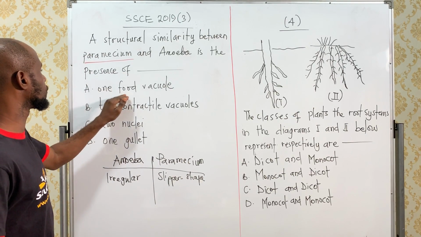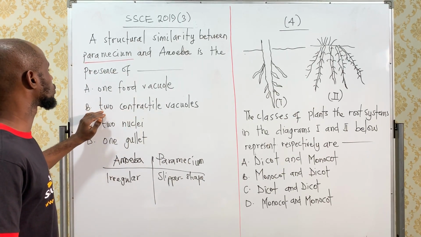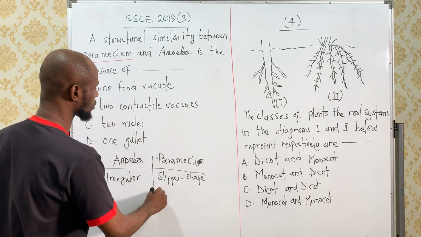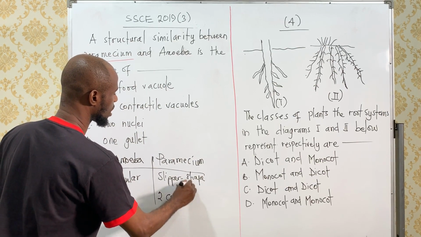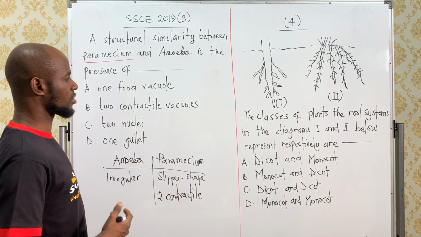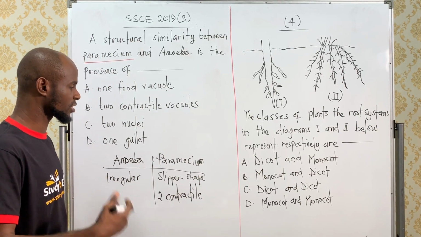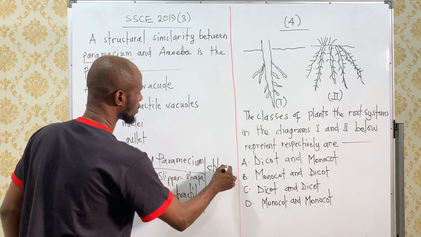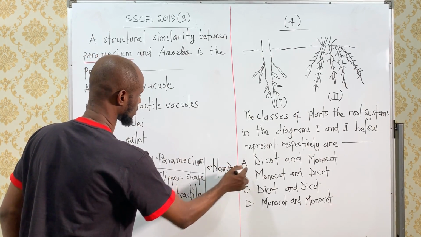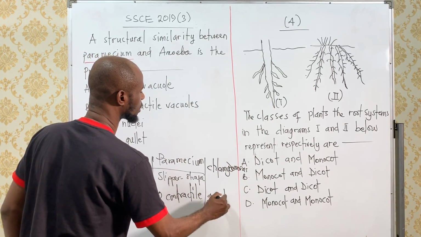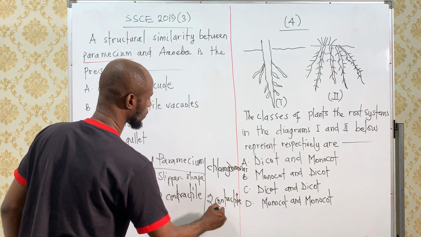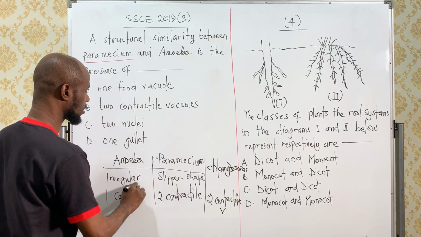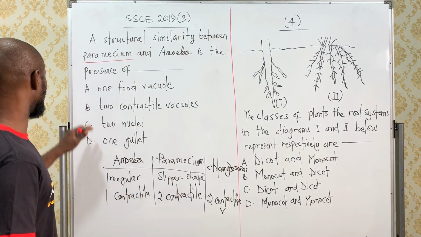Number 1, food vacuole. Let's leave that for now. Number 2, two contractile vacuoles. Yes, paramecium has two contractile vacuoles. That is true. And there are also some other unicellular organisms that have two contractile vacuoles, like chlamydomonas. However, amoeba has one contractile vacuole. So the answer cannot be B.